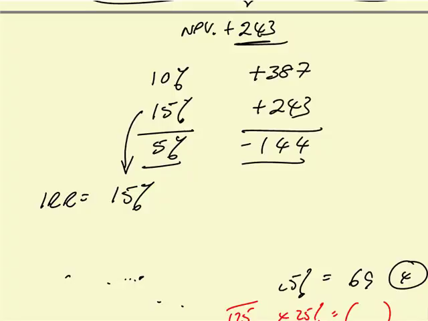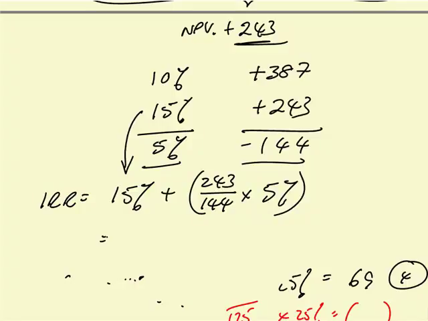Well, if 144 is 5%, 243 is nearly twice as much. It's nearly twice 5%. We simply take a fraction. It's 243 divided by 144 times 5%. To fall that much is 5%. To fall that much is nearly twice as much. The internal rate of return, therefore, will be, somebody check me, about 23.4%.